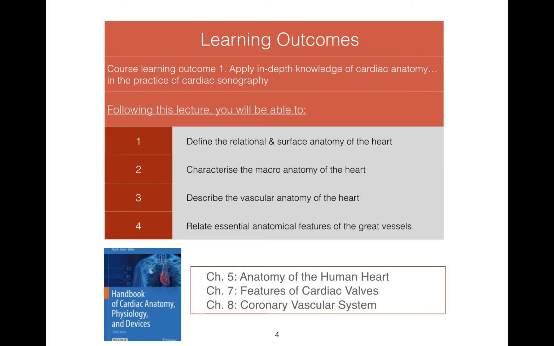The textbook I encourage you to read, and read carefully, is the Handbook of Cardiac Anatomy, Physiology and Devices. Chapter 5, Anatomy of the Human Heart. Chapter 7, Features of the Cardiac Valves. And Chapter 8, Coronary Vasculature, are the 3 chapters of the textbook I recommend that you read most carefully.